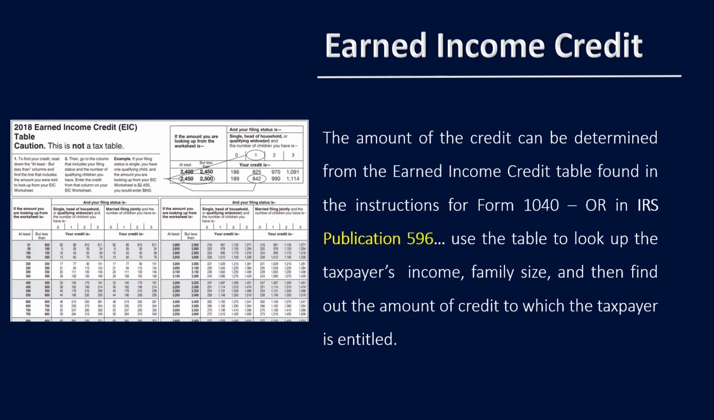The amount of the credit can be determined from the Earned Income Credit table found in the instructions for Form 1040, or as we said, in Publication 596. You use the table to look up the taxpayer's income, family size, and then find out the amount of credit to which the taxpayer is entitled.